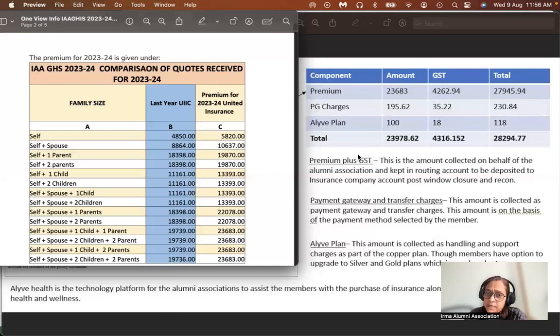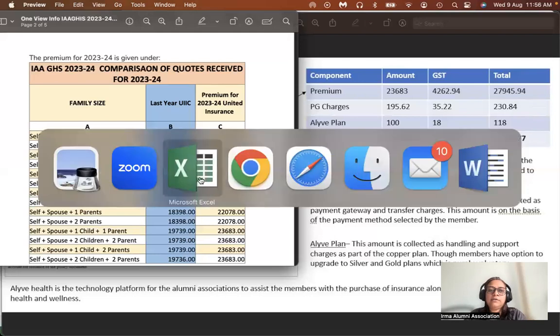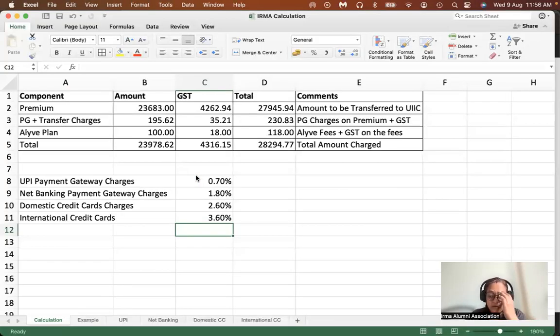Now, Alive is providing us services for enabling us to get this plan in place and making payments to the insurance company, as well as providing us all the year-round services. Alive has a copper plan where they are charging us 100 rupees, and the GST amount comes to 18 rupees. So the total amount Alive is charging is 118 rupees. Now, when we add all these three, we get our total amount that we will be charged on our card or on our bank account.